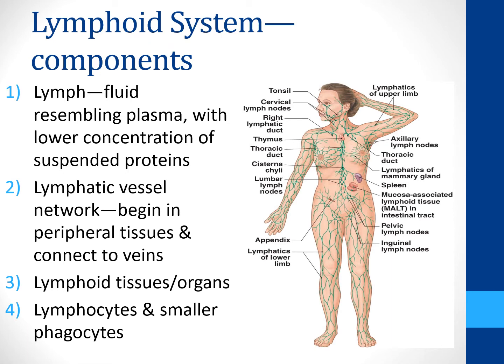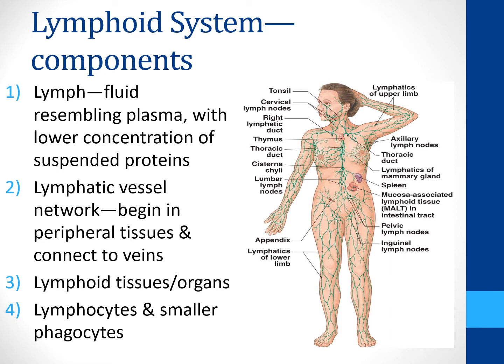Components of the lymphatic system include lymph, which we just discussed. Lymph resembles plasma in its concentration. However, it has a lower concentration of suspended proteins. Remember that there are only small proteins that can actually leave capillaries. Those larger proteins are kept within the cardiovascular system, and so the lymph or lymphatic fluid has a lower concentration of proteins in it.